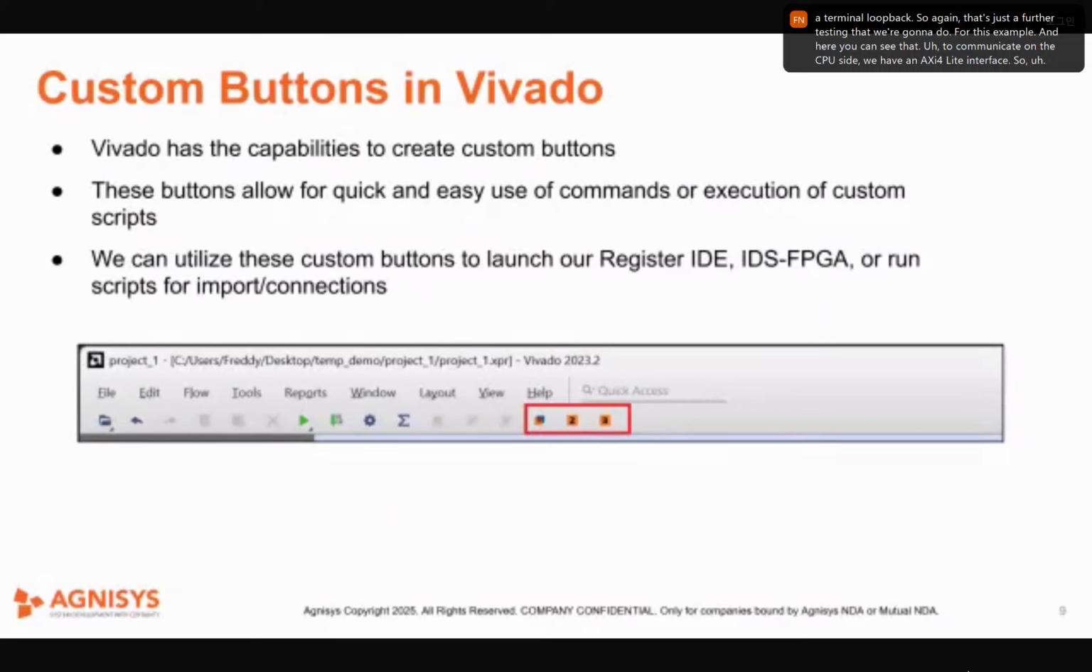So now, going to how the flow in IDS-FPGA works, especially with Vivado, we can see that Vivado has the capability to create custom buttons. These buttons allow for quick and easy use of commands, execution, or running scripts. We can create these buttons, and then IDS-FPGA will attach certain commands to them. We can utilize these commands to do something like launching our register IDE that we'll see, all of the other commands associated with IDS-FPGA, or we can run some scripts that are later generated for the import of IP blocks or to create connections.